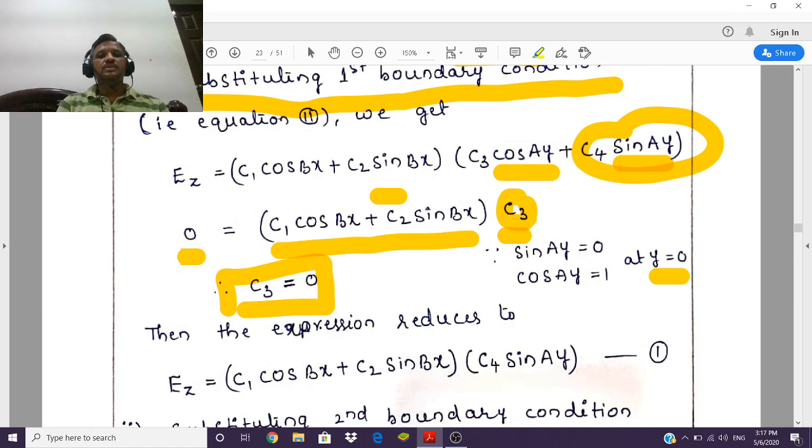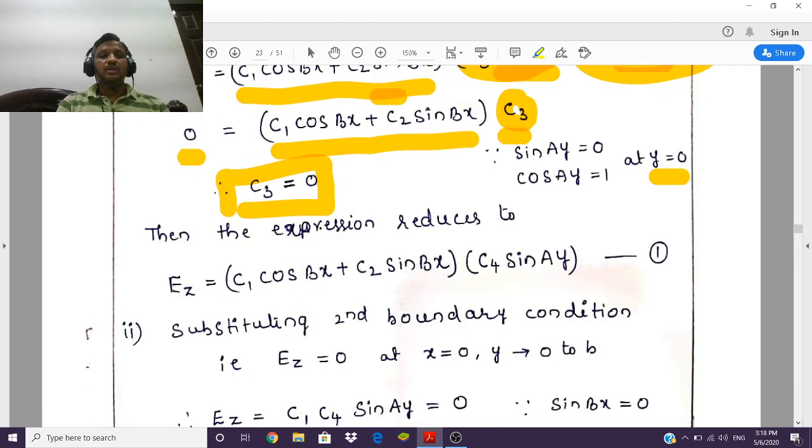So substitute this c3 equal to 0 in the original expression of Ez. Then this entire c3 into cos ay will become 0. What is left is this entire part as well as c4 sin ay. So after the first boundary condition, as c3 is 0, what will remain is (c1 cos bx plus c2 sin bx) into c4 sin ay. Let us consider that as equation number 1. Hope everybody understood.